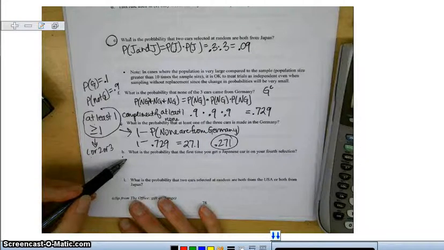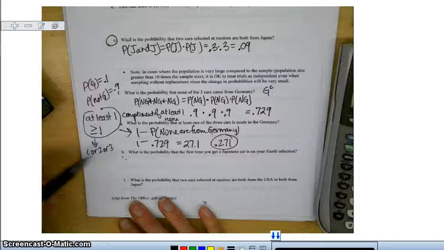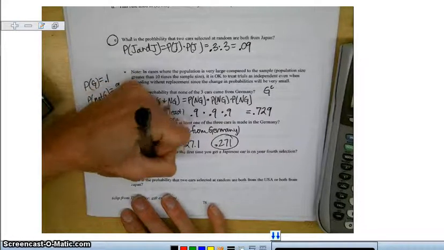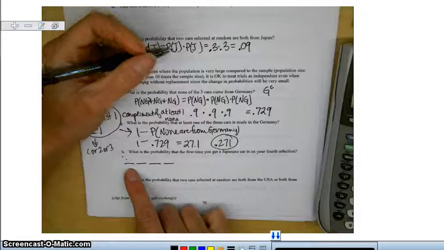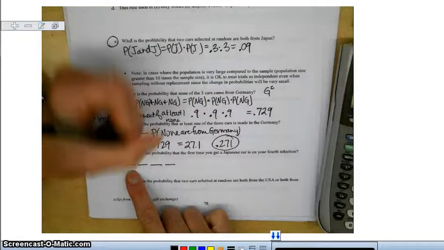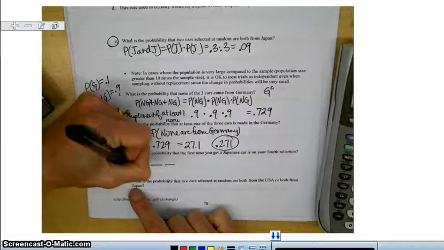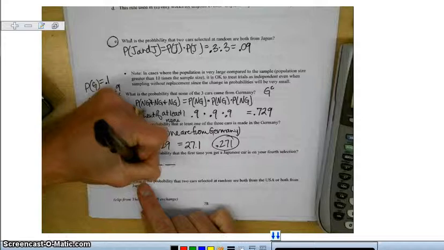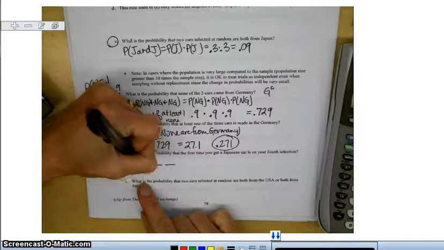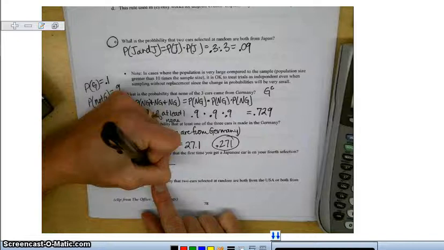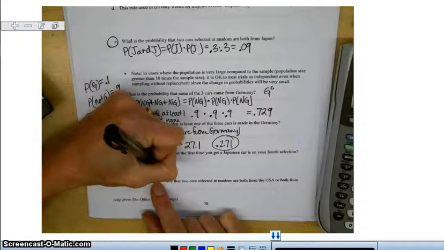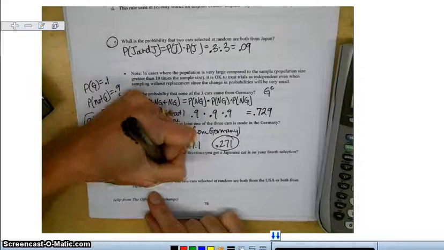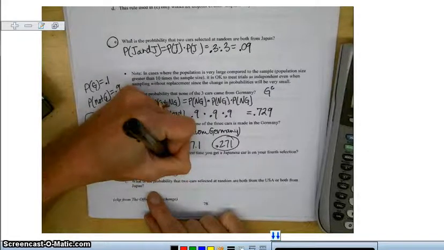All right, so what is the probability that the first time you get a Japanese car is on your fourth selection? I like to think of this, here's my first car that I'm going to select, and it is not Japanese. So what's the probability that it's not Japanese? Well, that's 90%. And times the probability that the second one is also not Japanese, so that's times 0.9 again. And the third one is also not Japanese, so that's 0.9. Multiply that. And finally, on the fourth car, I get a Japanese car, so the probability of it being Japanese now is 0.3.